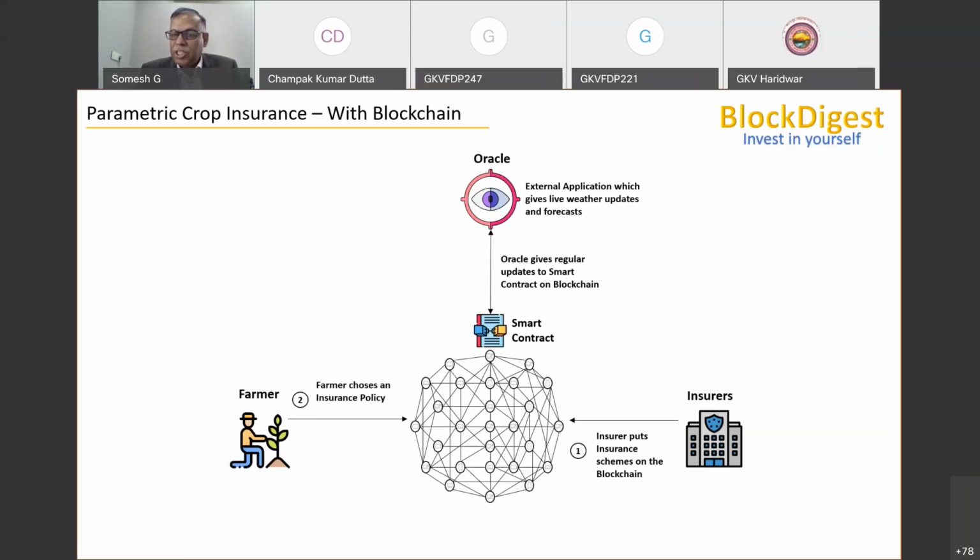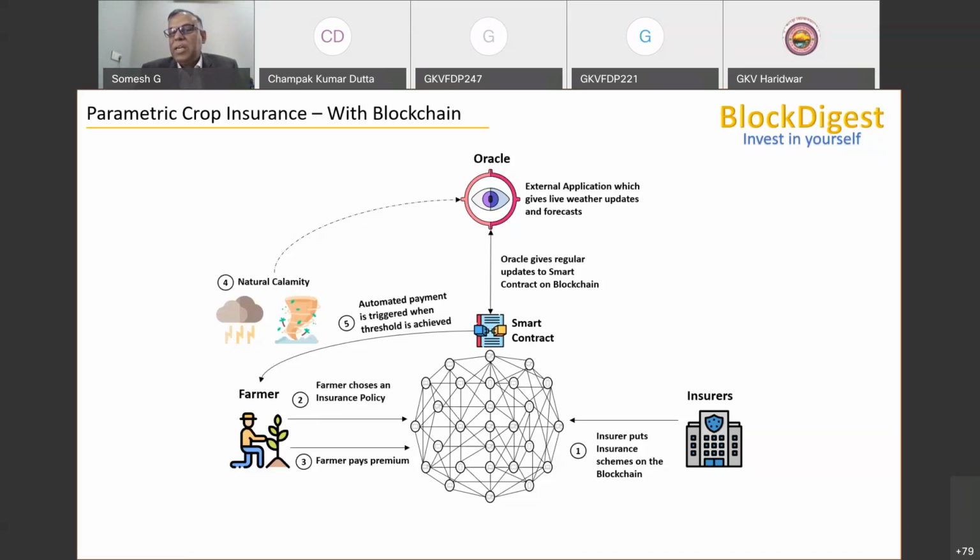Farmer chooses an insurance policy. Farmer pays premium through the smart contract to the insurer. Natural calamity happens. Oracle has been monitoring natural calamities. It provides that input to the smart contract. The smart contract already has a funding mechanism or a direct mechanism with the insurance company or insurance company's bank, and an automated payment is triggered when the threshold is achieved. This is how parametric insurance, crop insurance, can be automated and is being automated through blockchain.